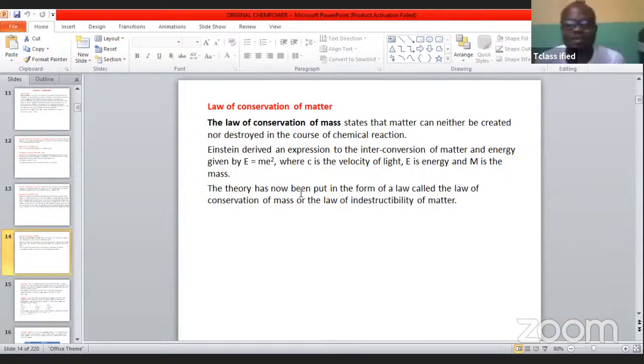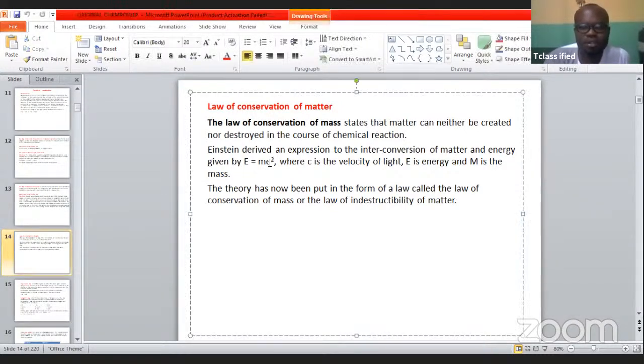So Einstein derived an expression for the interconversion of matter and energy given by E equal to mc squared, where c is the velocity of light, E is the energy, and m is the mass. Okay. So please, this is m, this is c, not E. mc squared. Okay. So this is the law of relativity.